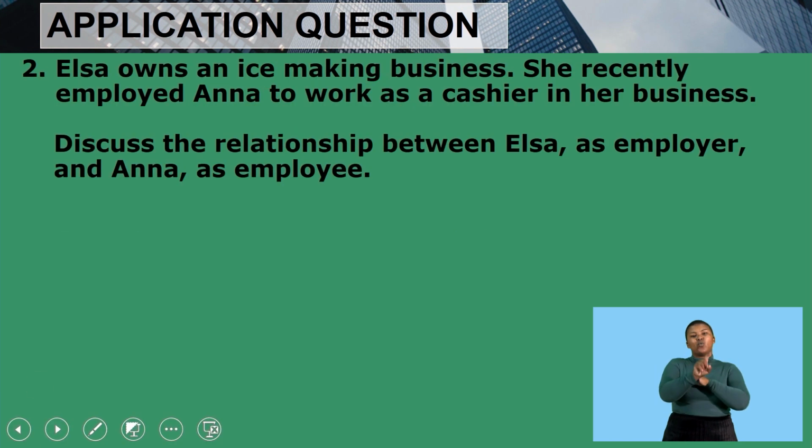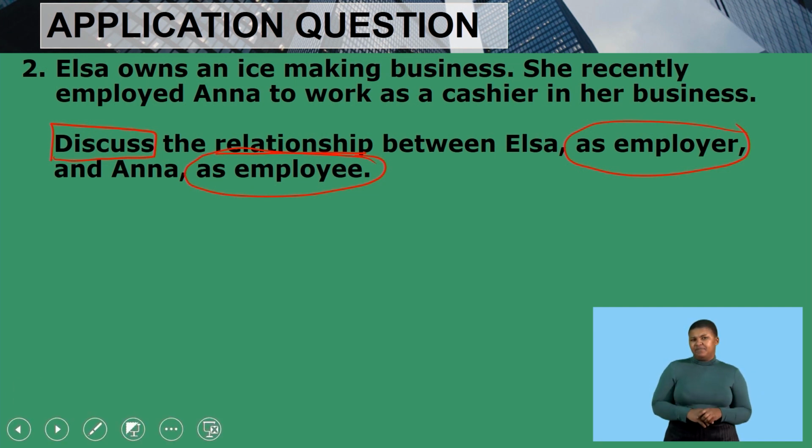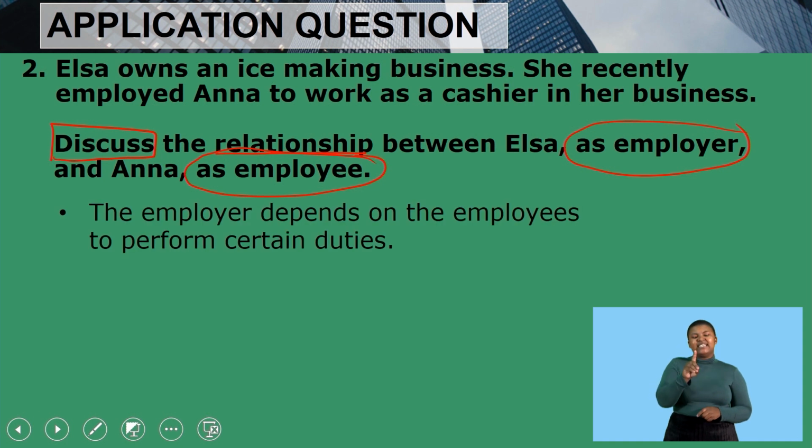Let's move on to question 2. Elsa owns an ice-making business. She recently employed Anna to work as a cashier in her business. Now, for the question: discuss the relationship between Elsa as an employer and Anna as an employee. So what does the question ask? The question asks for us to discuss the relationship between the employer and the employee. Now, discuss means, of course, full sentences.